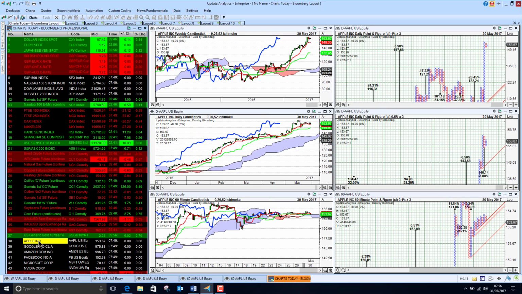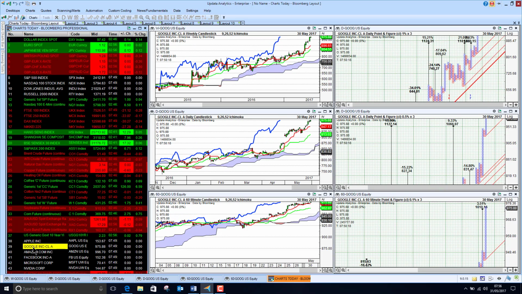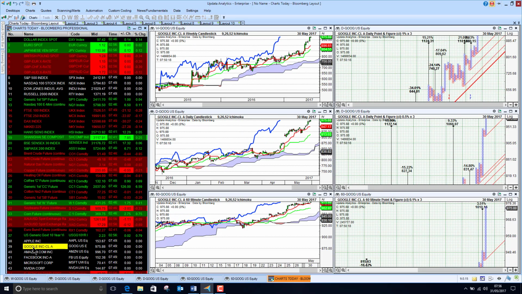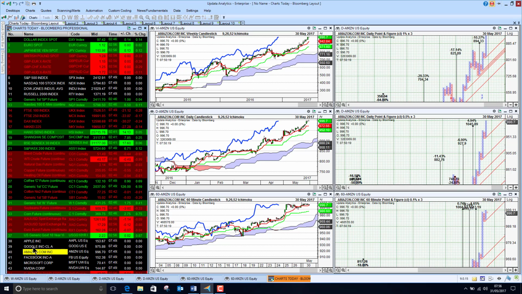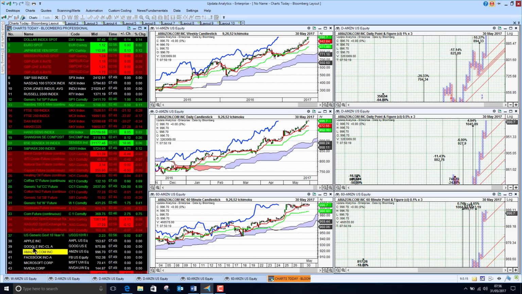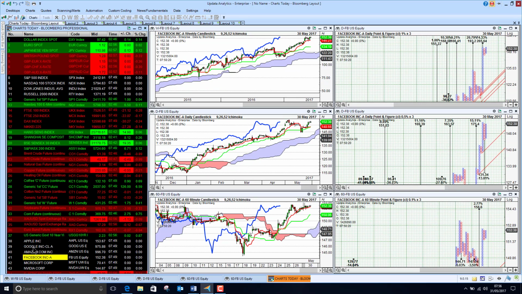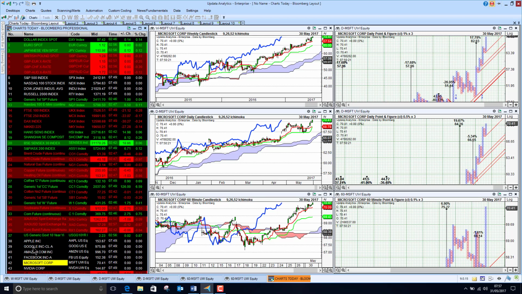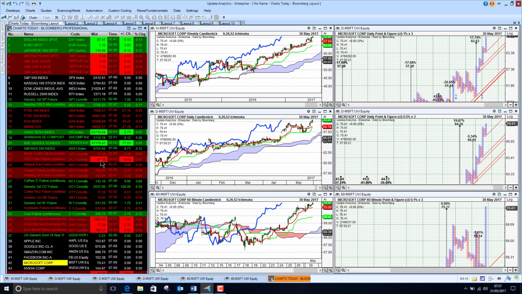And Apple still looking pretty bullish, just struggled yesterday to motor ahead. Google looking very, very strong. Amazon nudging the $1,000 mark for the first time yesterday. That was in the news. Facebook also just holding its bullish position on all three charts, as is Microsoft. So we're seeing quite strong performances there.